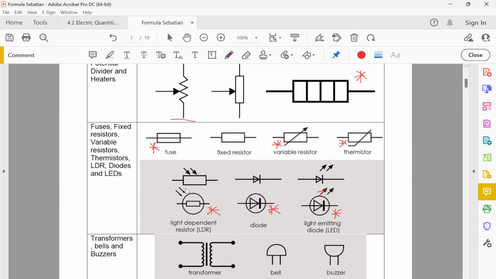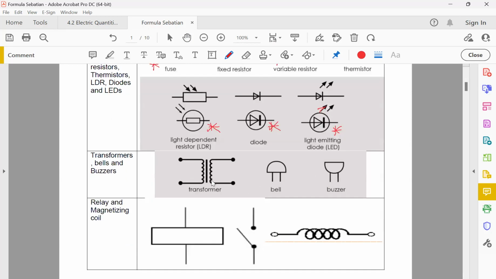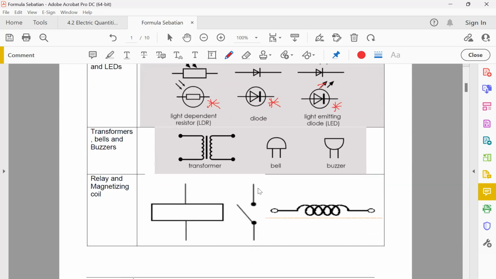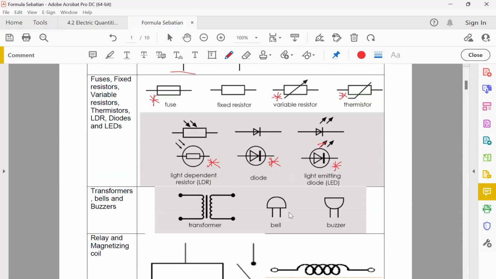This light dependent resistor is actually receiving light. That's why you can see that the arrows are pointing inwards, guys. And then here is a transformer, bell and buzzer. You'll learn this later on in the chapter, but just know that this symbol is important for now. Then these are basically relays and magnetizing coil, which is not so important.